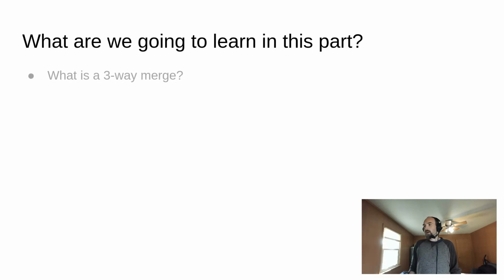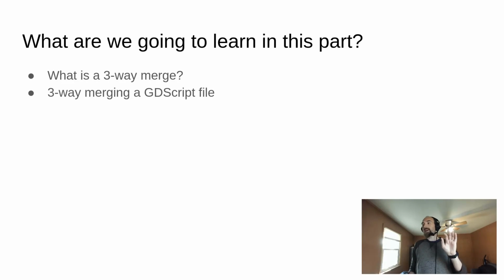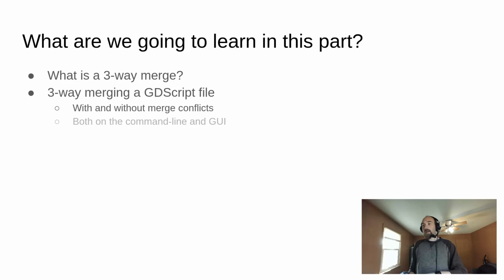This time, we're going to talk about what is a three-way merge. That's a type of merge we haven't discussed yet. We're going to be doing three-way merging of a GDScript file, both with and without merge conflicts, and as always, both on the command line and in the GUI.